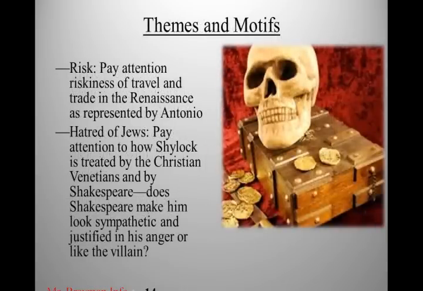Right, so let's look at the themes and motifs in the play. The first one is risk. I want you to pay attention to the riskiness of travel and trade in the Renaissance. That's represented by Antonio. As I've mentioned before, the hatred of Jews. Pay attention to how Shylock is treated by Christian Venetians and by Shakespeare. And how does Shakespeare make him look sympathetic, and how does he make him look justified in his anger, or whether does Shylock come off as the villain?